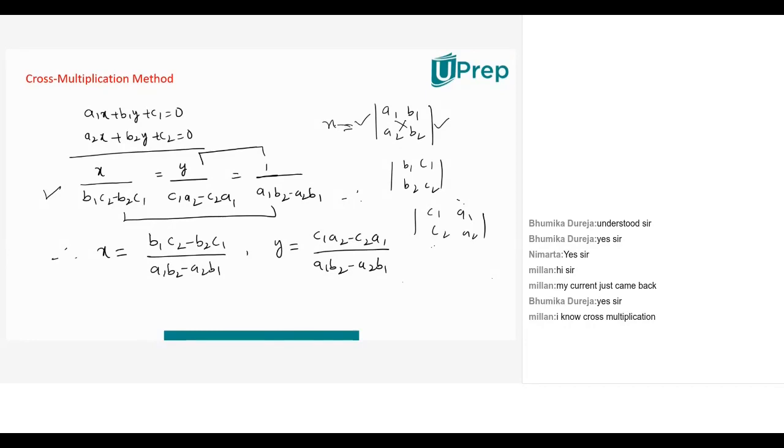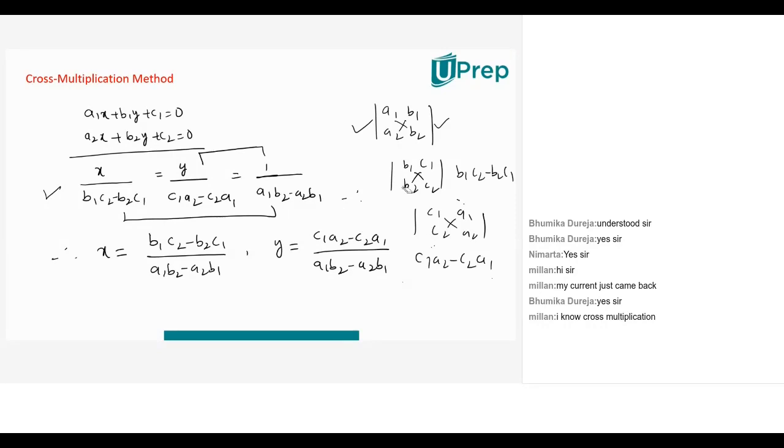So it is a1 b2 minus a2 b1. Then you have b1 c2 minus b2 c1 in this case. If you cross multiply, you'll get b1 c2 minus b2 c1. In determinants, it is c1 a2 minus c2 a1. So this is the idea. That's how you get it. So that's how you solve for x and y. The reason is because of the determinants.